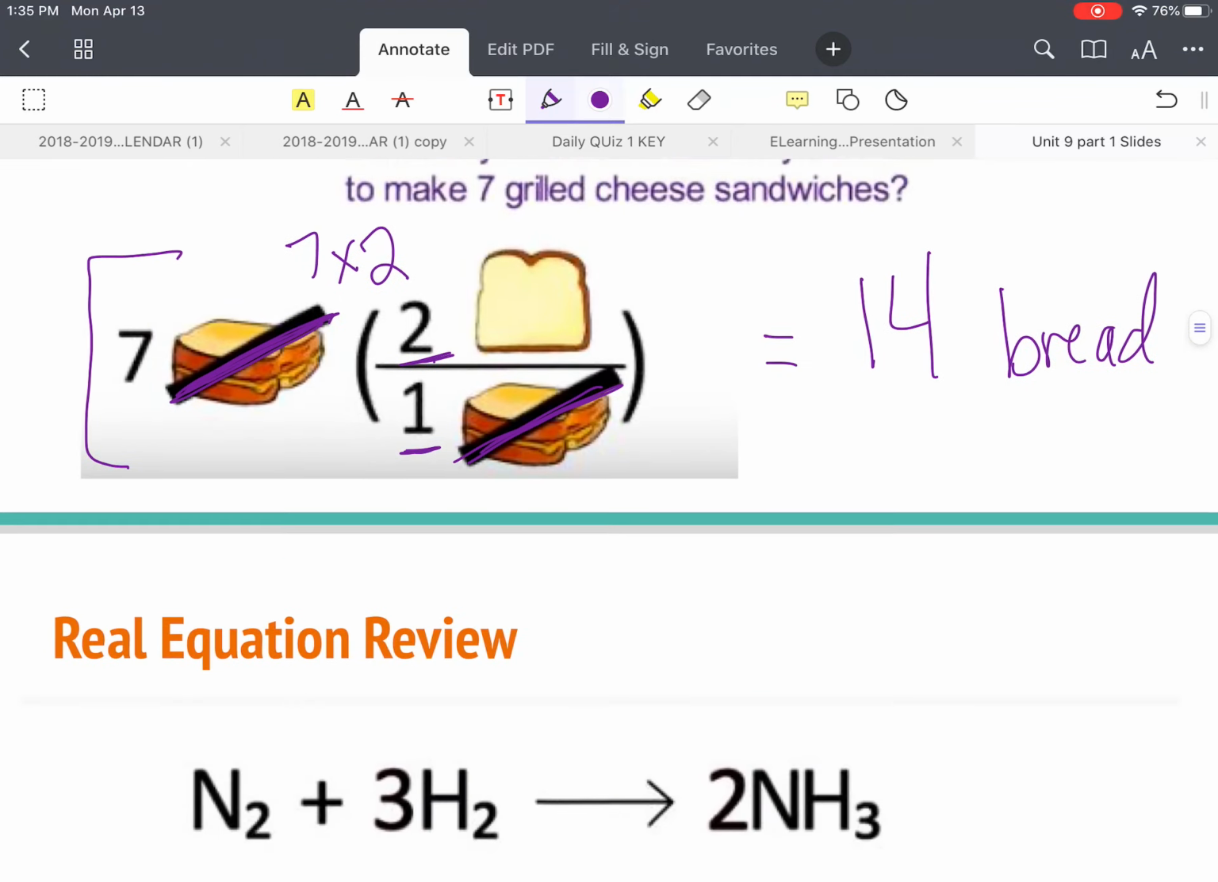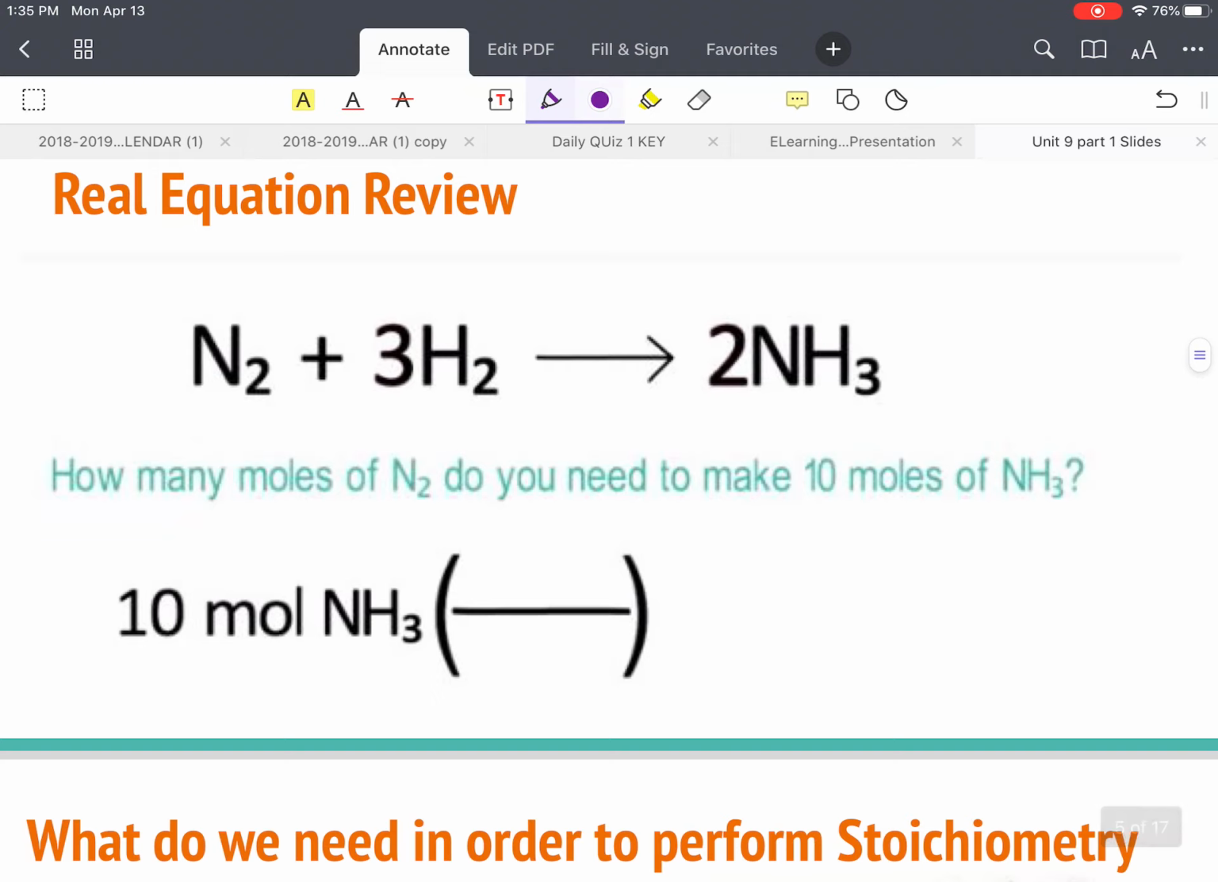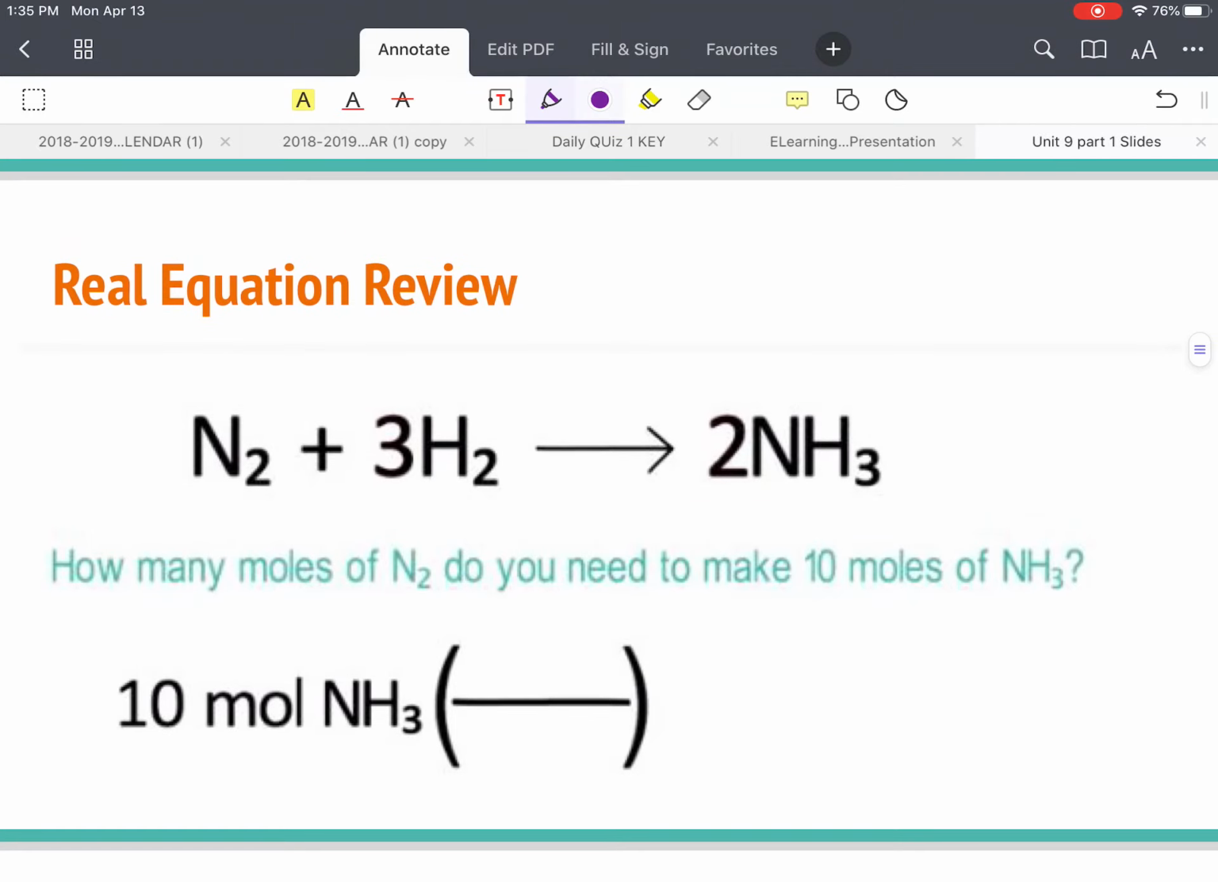Okay, so that's basically all we're doing here. We're just looking at amounts of compounds instead of bread and cheese. So here's a real example. We'll just look at it, and we're going to set it up exactly the same way that we did with our bread and our cheese. So I'm saying I want to make 10 moles of ammonia, NH3. Okay, so how many moles of N2 do I need?